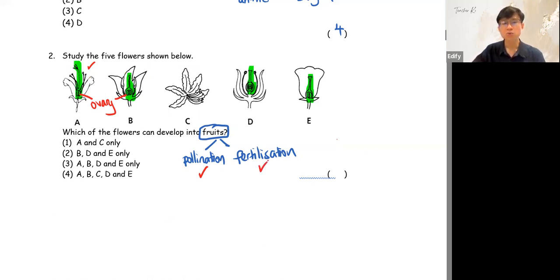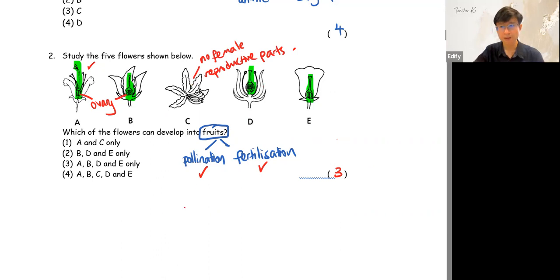So which of the flowers can develop into fruits? You should look for flowers with the female reproductive parts. And there's A, B, D, and E. Answer 3. C doesn't have female reproductive parts of the flower, and the rest have.